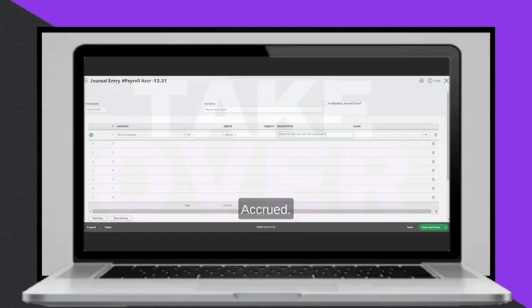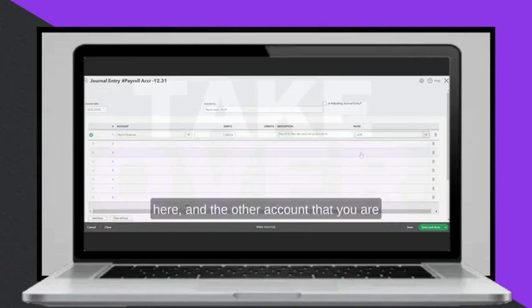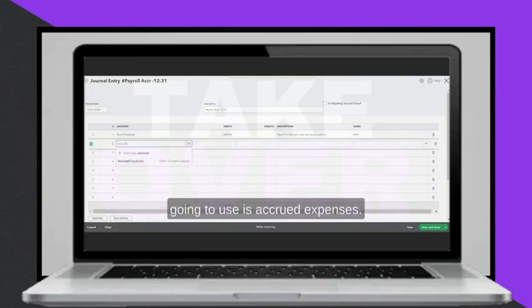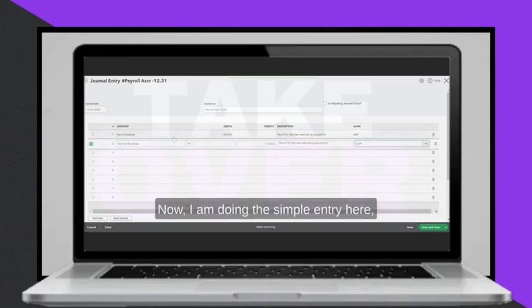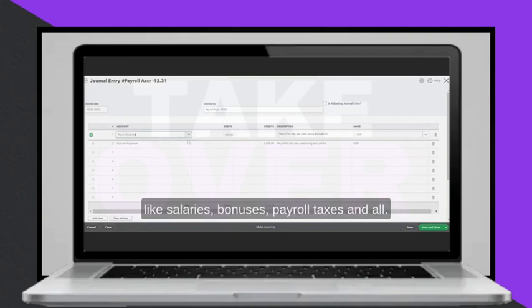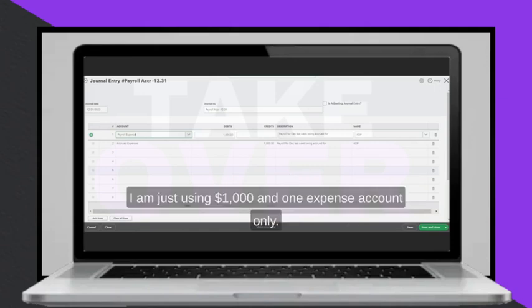The entry would include the payroll expense, which could be broken down into salaries, bonuses, and payroll taxes for more detailed accounting. However, for simplicity, a single expense account can be used. The corresponding account for this entry is typically called accrued expenses or accrued liabilities, as it represents a liability for the current year that will be paid off in the following year.